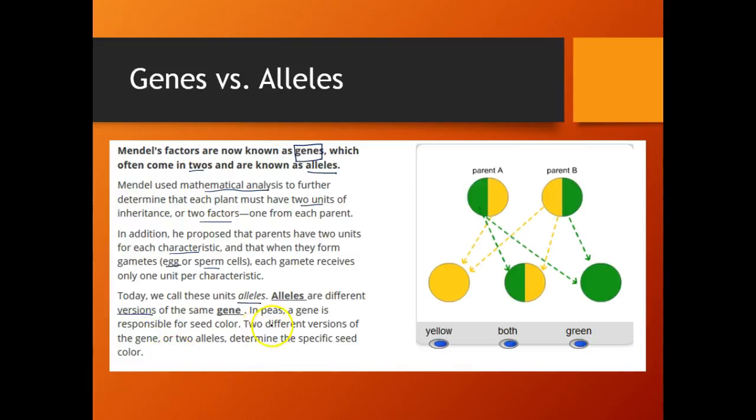Okay, so for example, the gene we've really been looking at in this lesson is seed color, and the 2 different versions, or the 2 alleles, are green and yellow. So they belong to the same gene of seed color, but they're distinct in that they're 2 different versions of that same gene, which is why we call that an allele. So essentially an allele is a version of a gene.